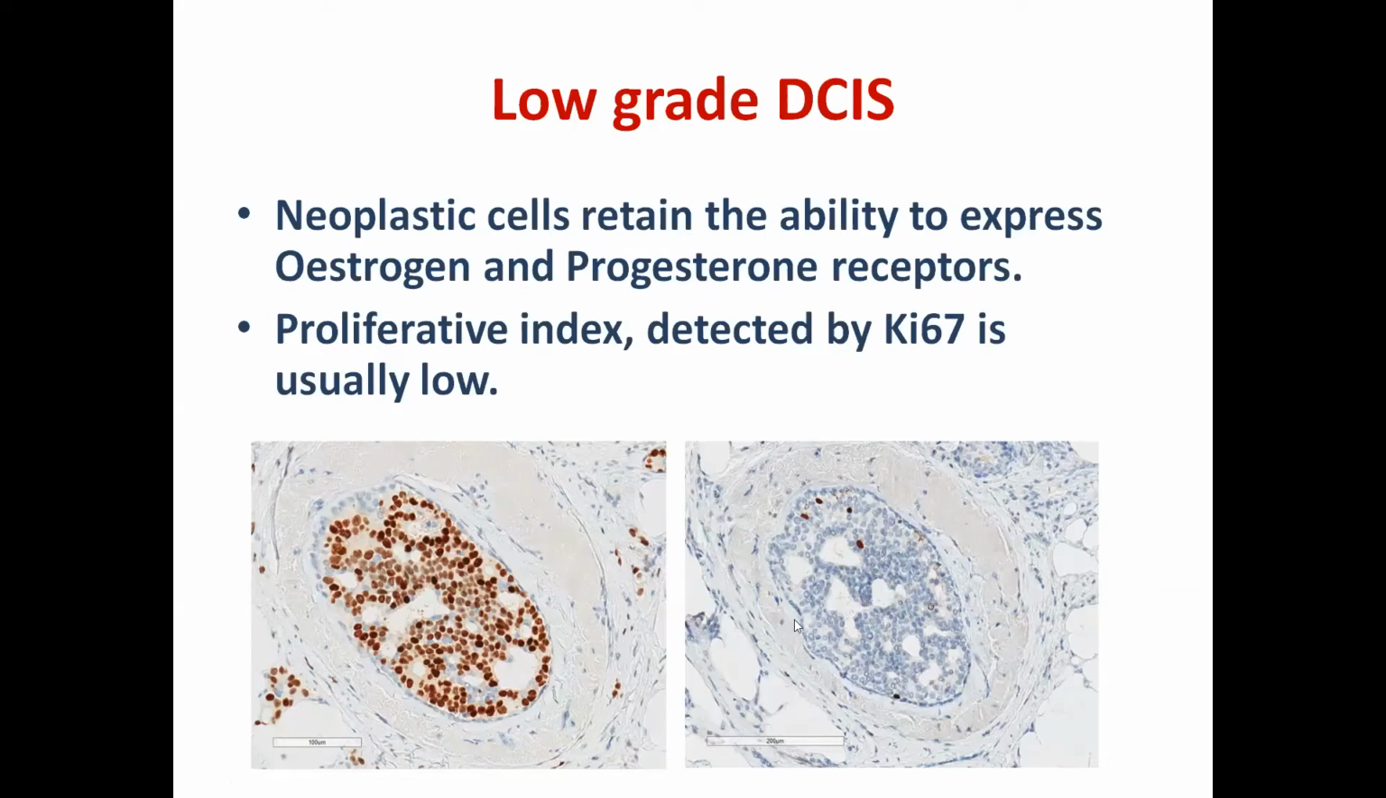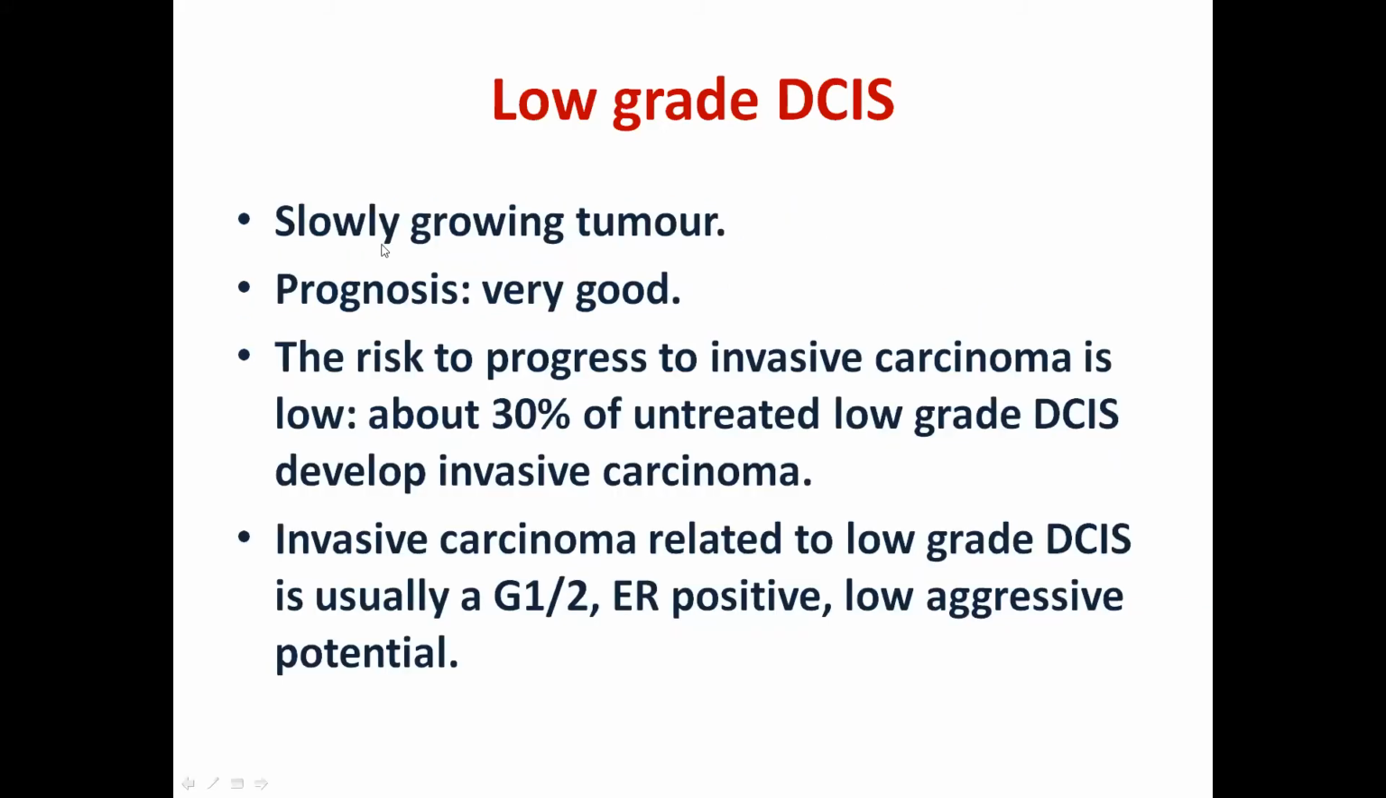I told you that low-grade DCIS is a slowly growing tumor. And indeed, when we look at the proliferative index by Ki67, it is again very low. You see that the proliferating cells are stained in brown with the anti-Ki67 antibody, and you have just a low number of neoplastic cells staining with Ki67 antibody. So we are very happy. It's a very good, slowly growing tumor.